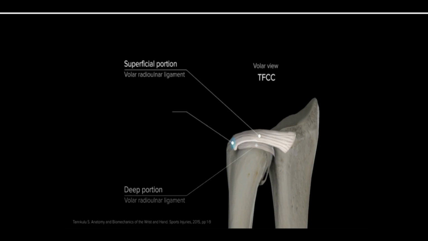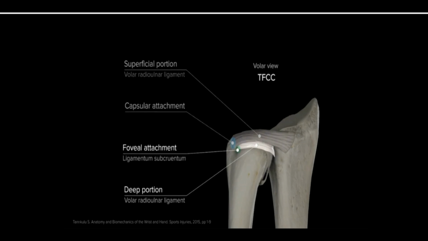The superficial portion is the capsular attachment of the ulnar styloid. The deep portion is the foveal attachment on the ulnar styloid and is more specifically called the ligamentum subcarinum. This is the structure that is repaired back down to the bone in a TFCC foveal repair.